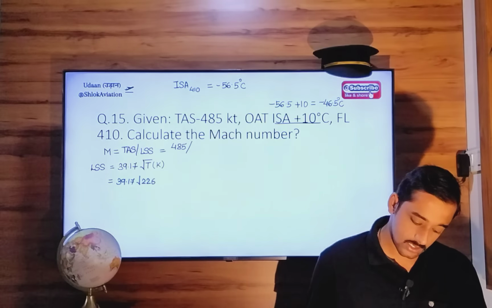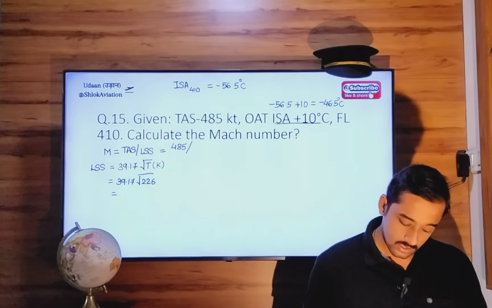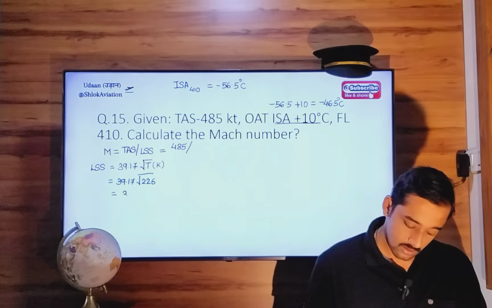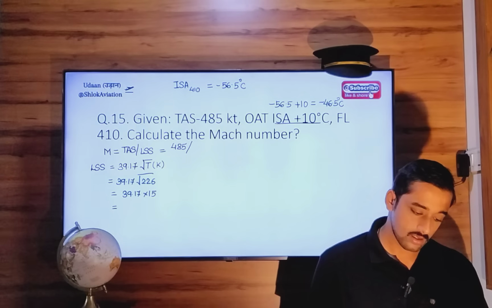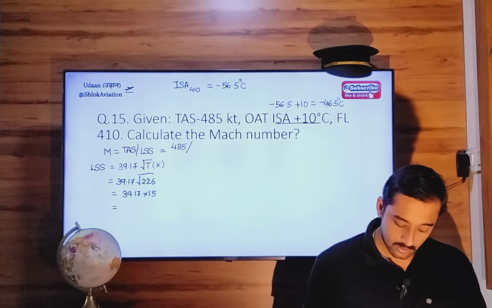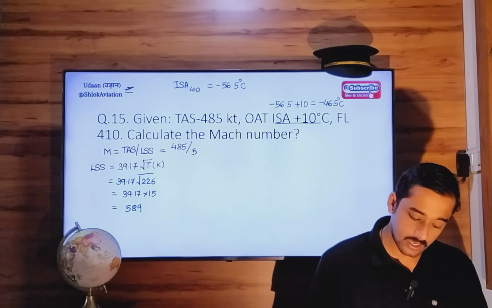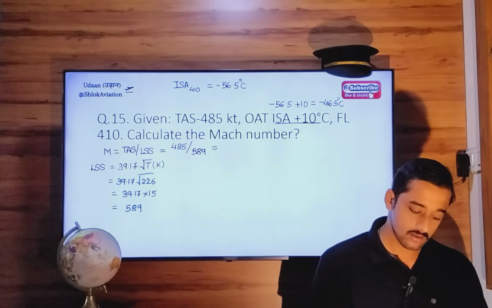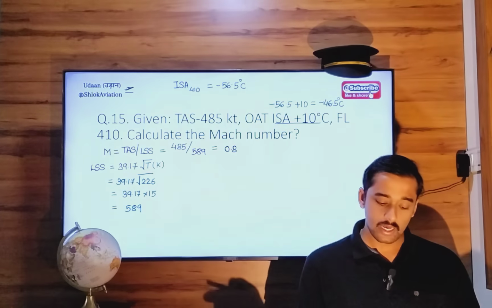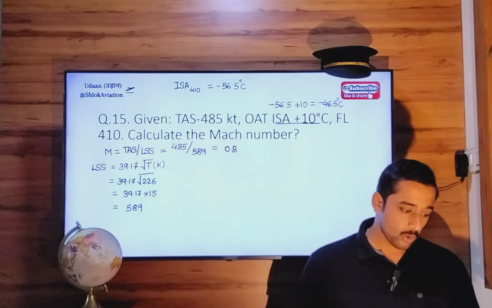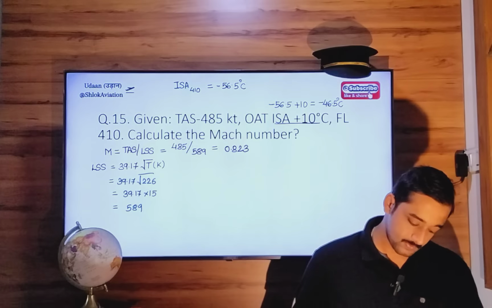39.17 root of 226, so root of that is 15. 39.17 into 15 is 588.8, 589 knots. So 485 divided by 589 is equal to 0.8. Okay, 0.823 actually. So select that option which is closest to this value.